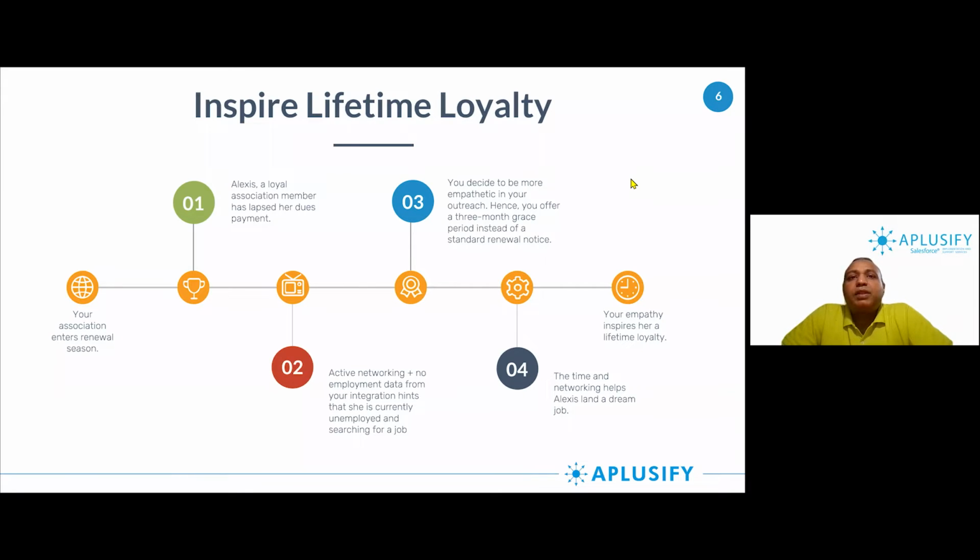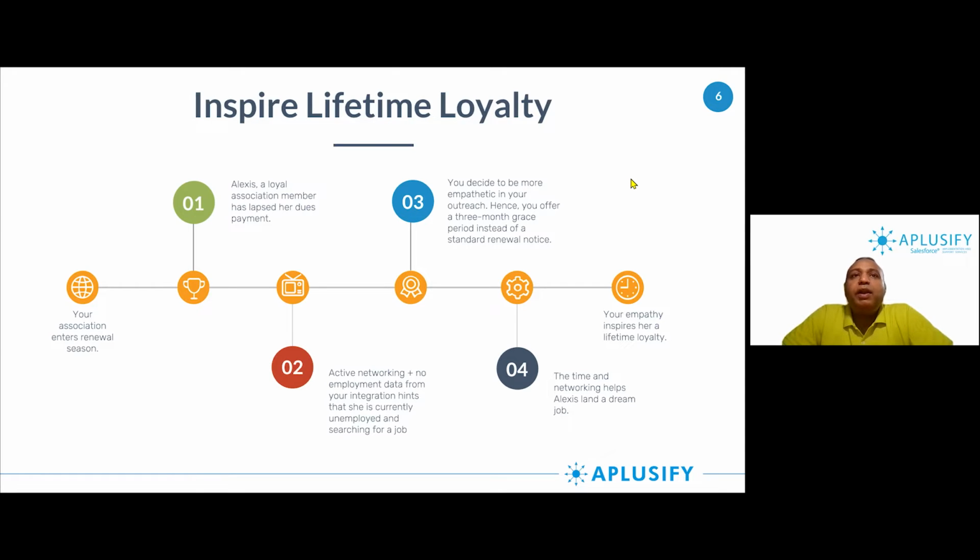Now, your empathy towards her and your help towards her will inspire her to lifetime loyalty. It's not one time, it could be lifetime, because she is indebted to you since you helped her during her crisis and understood her, and you did not just send her a standard renewal notice. You empathized with her and helped her find a job. If you do that for your members, they are bound to stick to your system and become lifetime members. That is a very great advantage you can have if you start understanding your members.